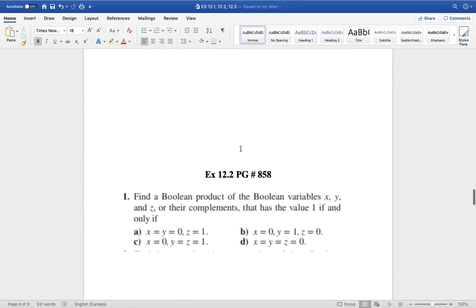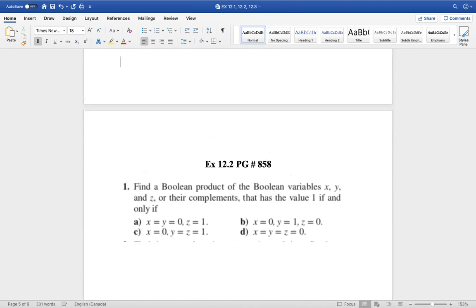So this exercise is exercise 12.2. It's on page number 858 of the textbook. Okay, so the question says find a Boolean product of the Boolean variables x, y, and z or their complements that has the value 1 if and only if x equals y equals 0 and z equals 1. Okay. So we have to basically find a Boolean product with these values.